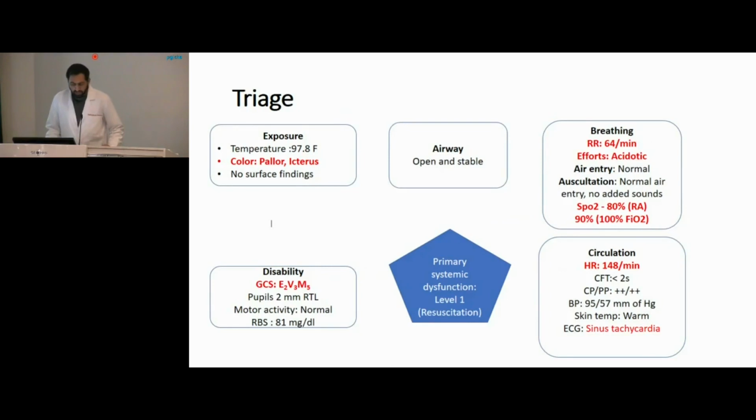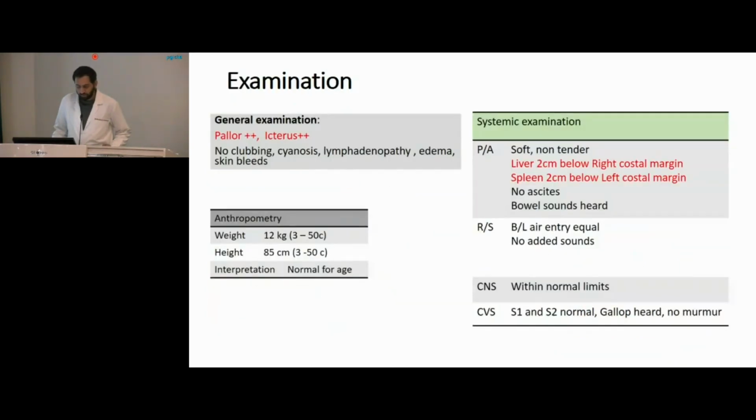On exposure, the child was afebrile, there was pallor, and there was icterus. There was no other surface finding. On general examination, there was moderate to severe pallor, icterus was present, and there was no clubbing, cyanosis, lymphadenopathy, edema, or skin bleeds. The child had weight and height normal for his age.